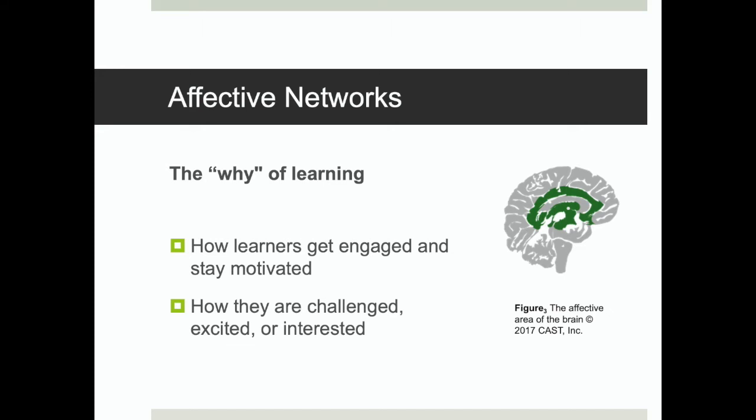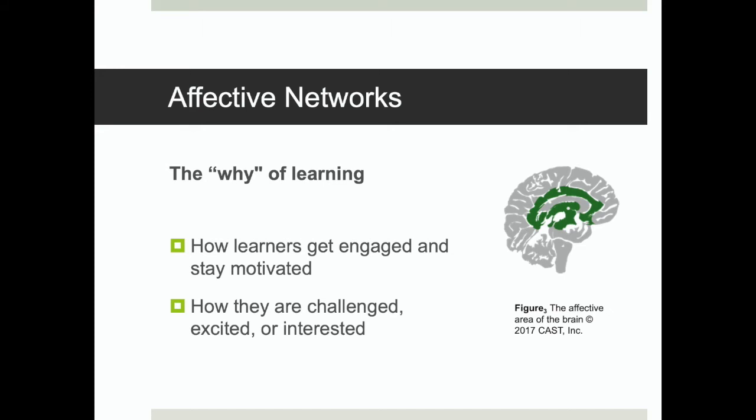Affect represents a crucial element to learning, and learners differ markedly in the ways in which they can be engaged or motivated to learn. There are a variety of sources that can influence individual variation in affect, including neurology, culture, personal relevance, subjectivity, and background knowledge, along with a variety of other factors.